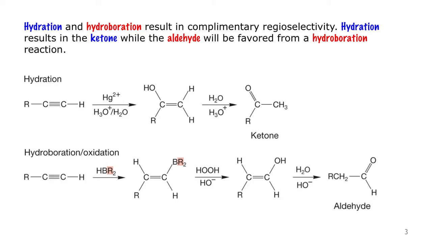On the other hand, if you carry out the hydroboration oxidation using a sterically hindered borane followed by basic hydrogen peroxide, you get anti-Markovnikov addition of water leading to an enol, which tautomerizes to an aldehyde. And so we have tools for doing hydration either way with terminal alkynes.